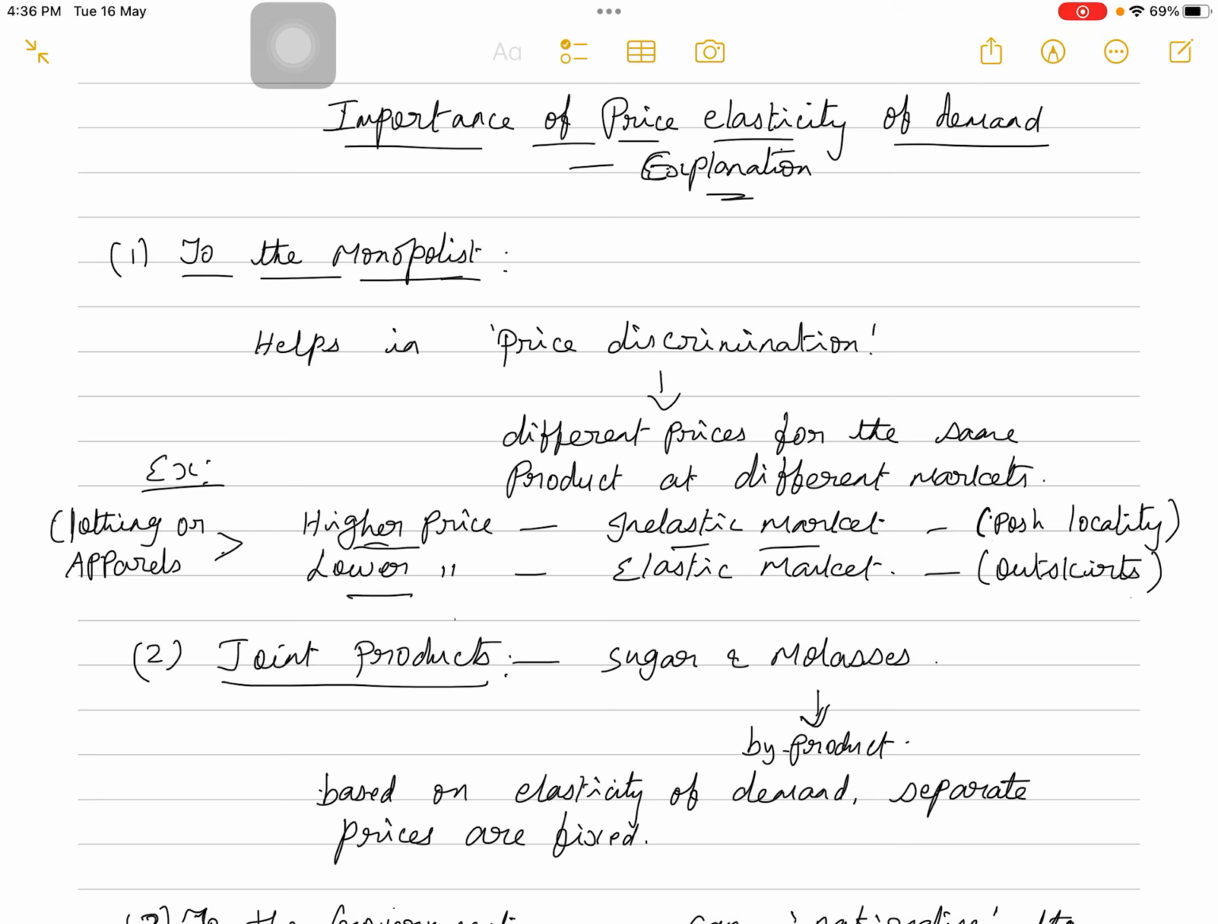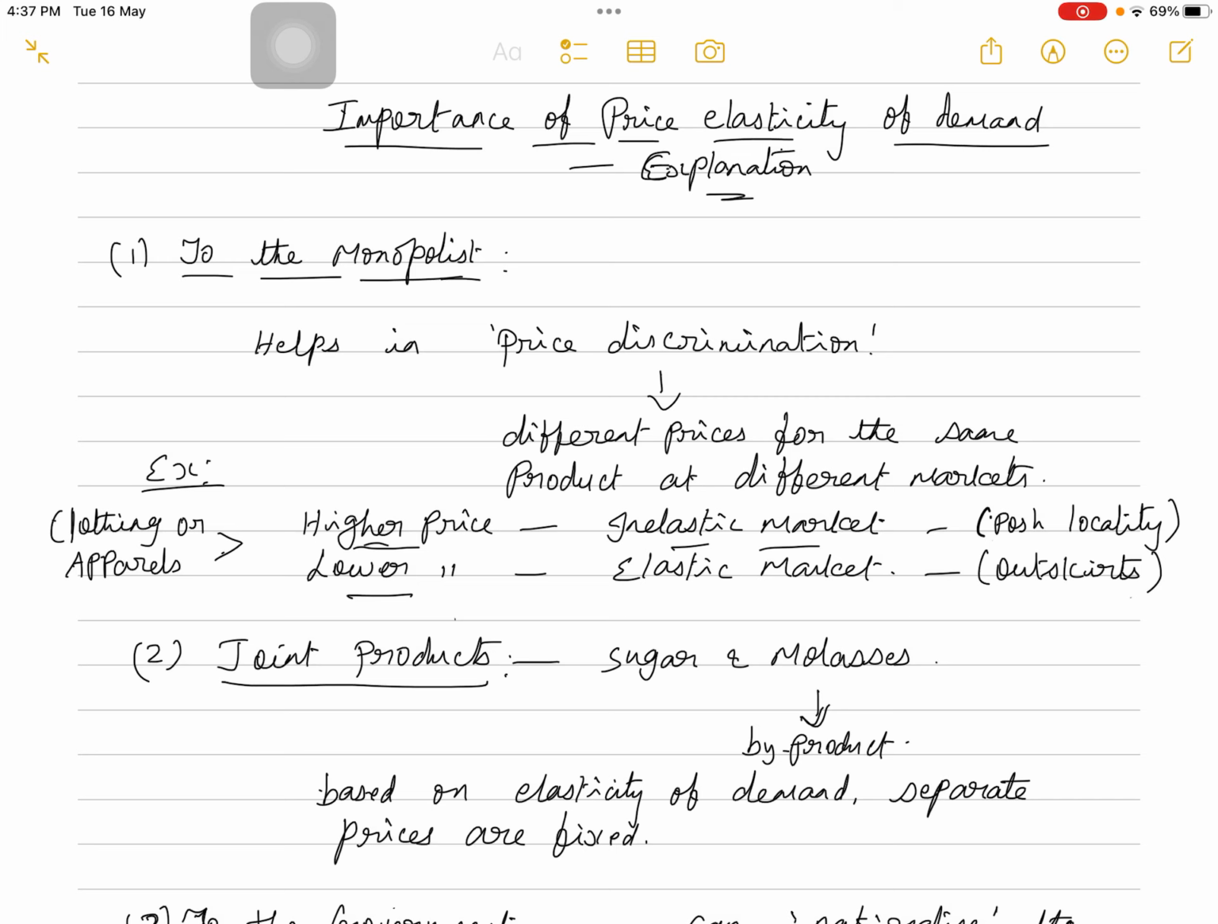The meaning of price discrimination is that different prices for the same product or service are charged in different markets. That is, from two different batches of consumers, two different prices will be charged, but the commodity or service provided will be the same. So a higher price from one batch of consumers in one place, and a lower price from another batch of consumers in another place. This is what is called price discrimination.